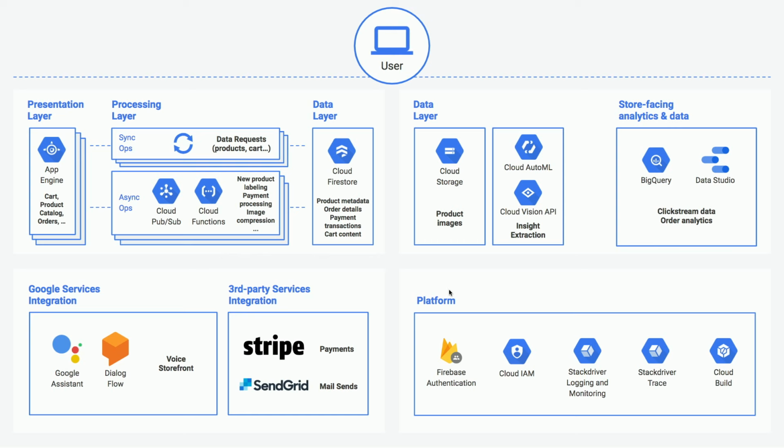Now, on a platform level, we leverage things like Firebase Authentication that covers our sign-in portion, and Cloud IAM. We use Stackdriver Logging and Monitoring, as well as Stackdriver Trace for logging and all the debug reports that you need. We also use Cloud Build to leverage building and deploying our application to production in a full-fledged CI/CD pipeline.